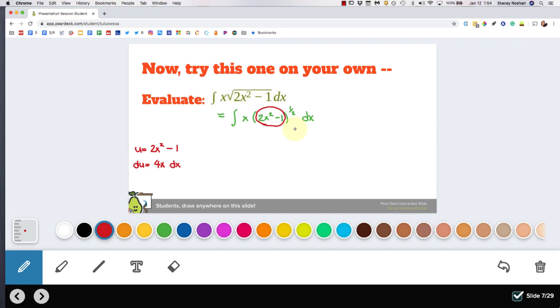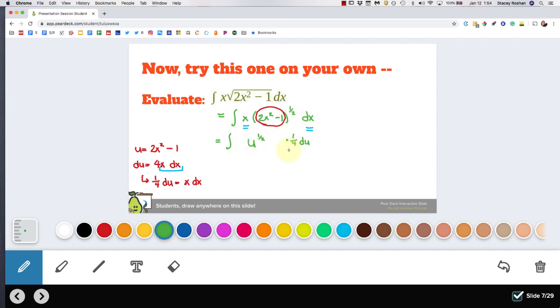Now, do you see a 4x dx here? No, you do not, but you do see an x dx. So we want to isolate just that x dx. That's going to be 1/4 du, divide both sides by that 4, equals x dx. So now we can replace all of that in that equation. So we have the integral that x dx is going to be our 1/4 du. So I'm going to put that on the end. And then this was just our u to the 1/2 power.